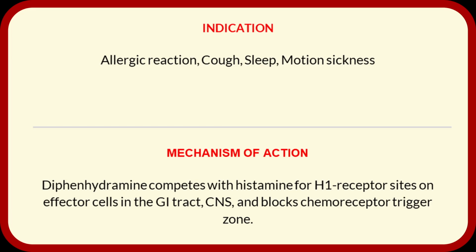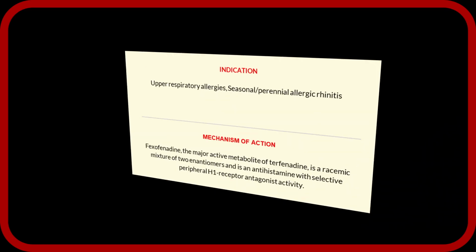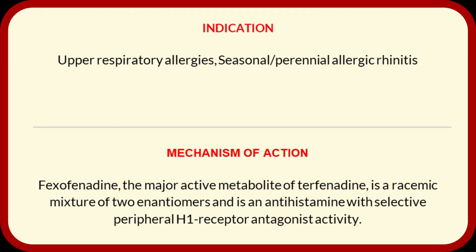Diphenhydramine works by competing with histamine for H1 receptor sites on effector cells in the GI tract and CNS, and it also blocks the chemoreceptor trigger zone. Fexofenadine, with the common brand name Allegra Allergy, is used for upper respiratory allergies and seasonal or perennial allergic rhinitis. Fexofenadine, the major active metabolite of terfenadine, is an antihistamine with selective peripheral H1 receptor antagonist activity.